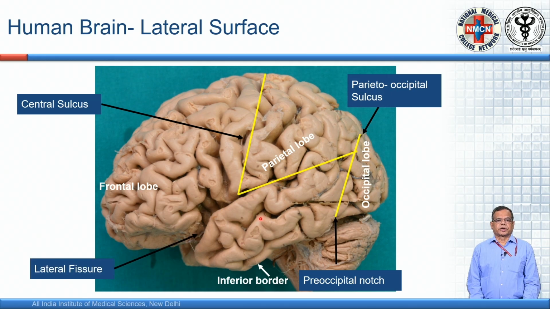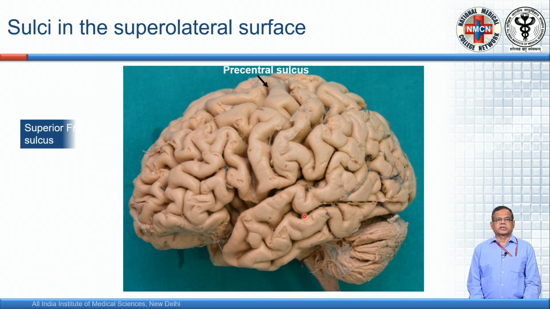A deep fissure is called the lateral fissure. The extension of the lateral fissure is joined with the imaginary line joining the parieto-occipital sulcus and the pre-occipital notch, and forms the boundary between the temporal lobe and the parietal lobe. The sulci in the superolateral surface of the brain.